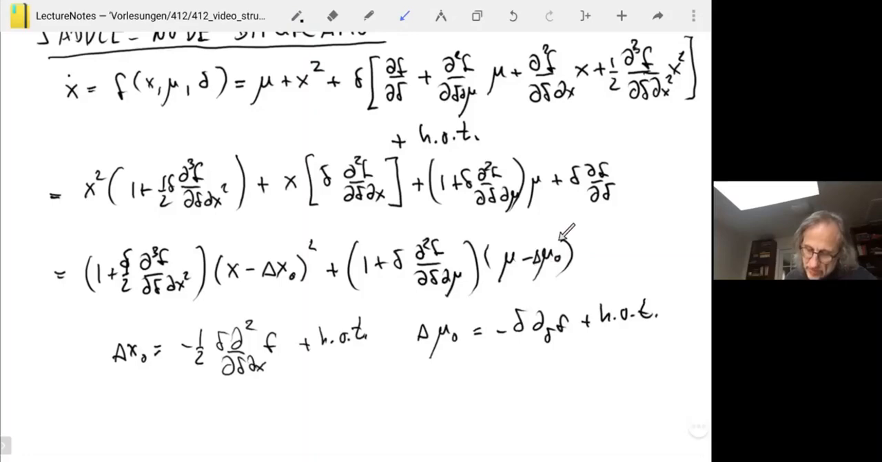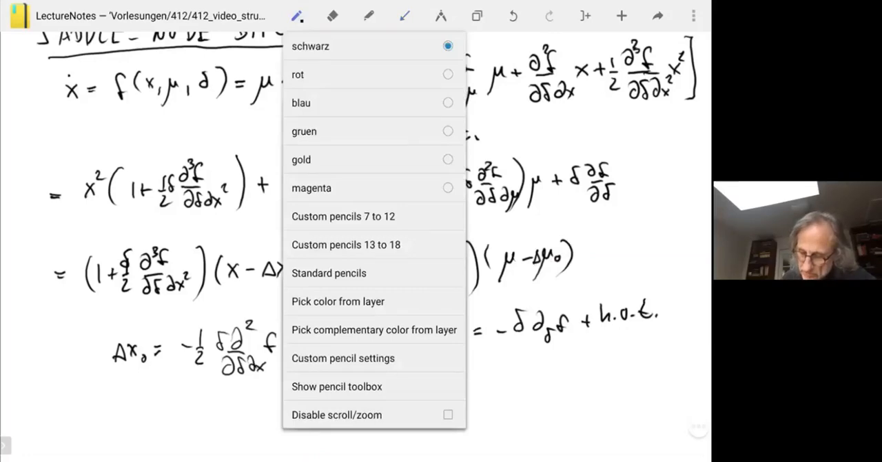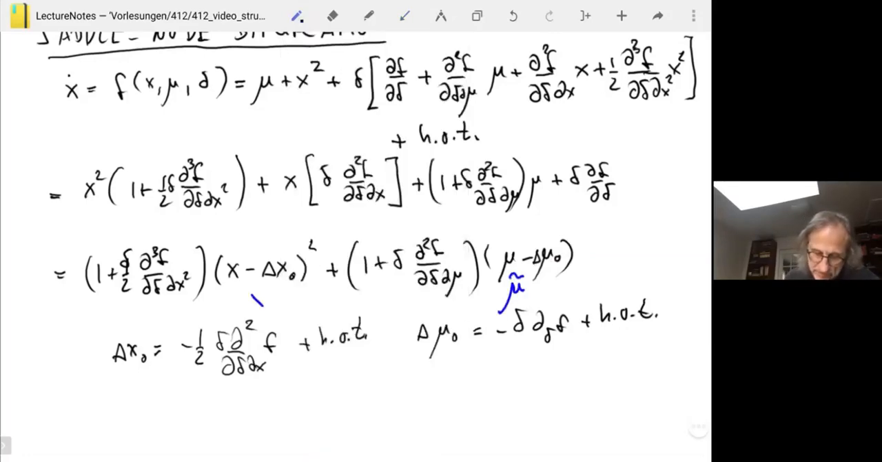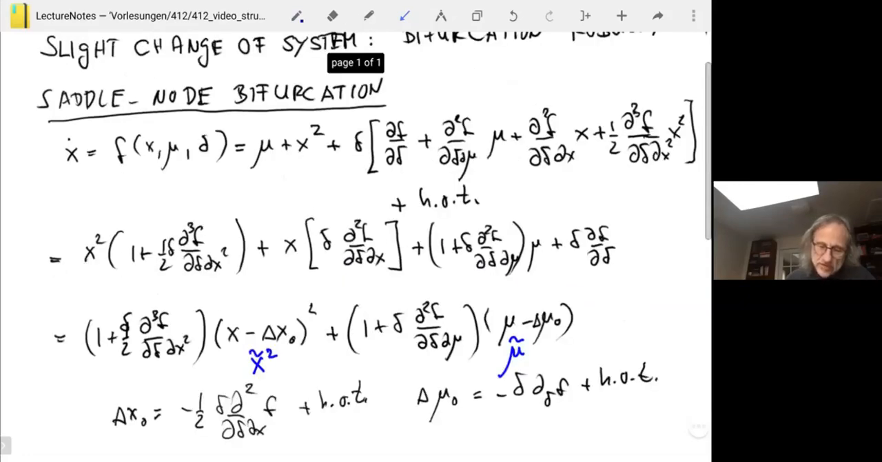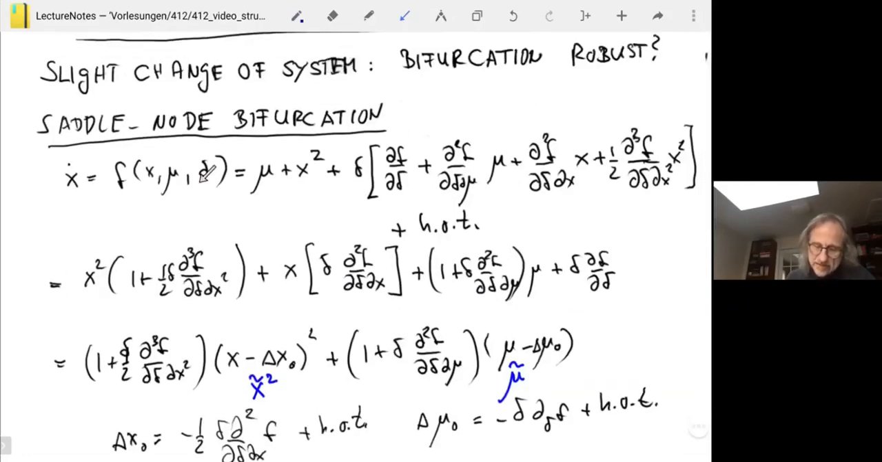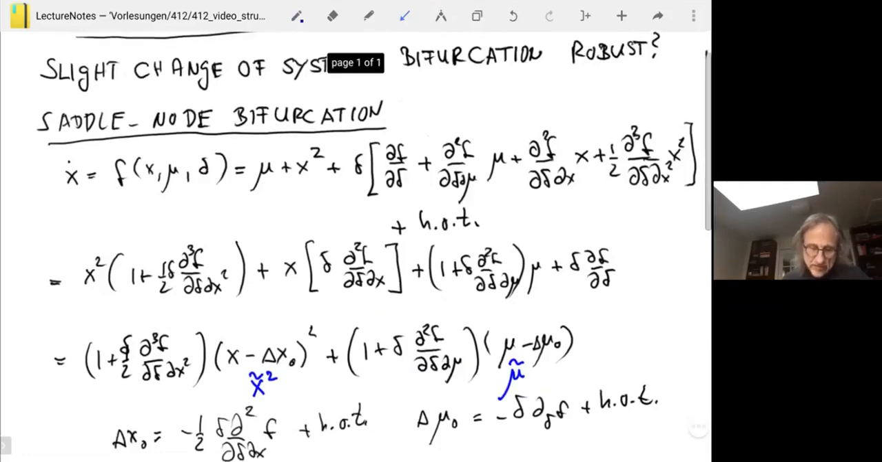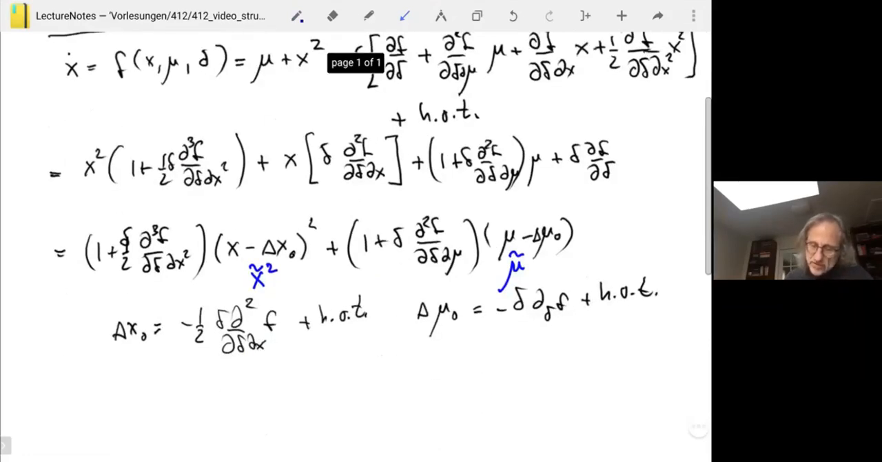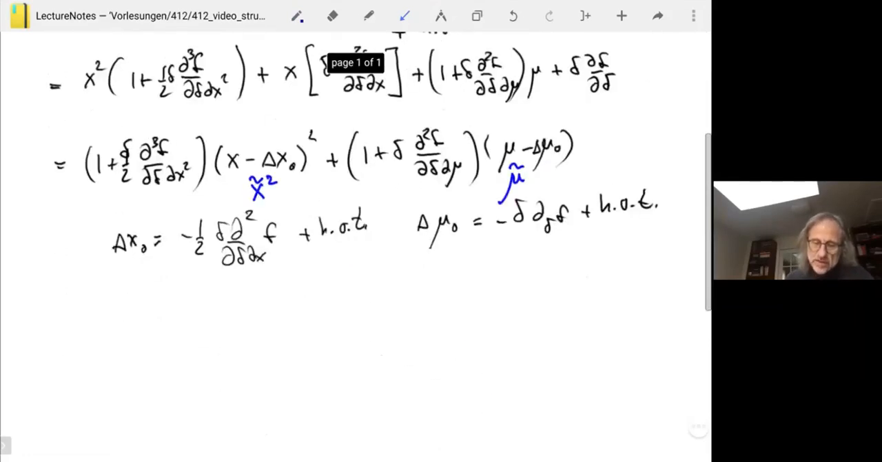We have a control parameter. To make it more explicit, we could call this a mu tilde. We could call this an x tilde squared. And we would have, again, a saddle-node bifurcation equation. So in other words, even if we change the function f slightly, the saddle-node bifurcation does not go away. It doesn't change its character. At most, it gets shifted.